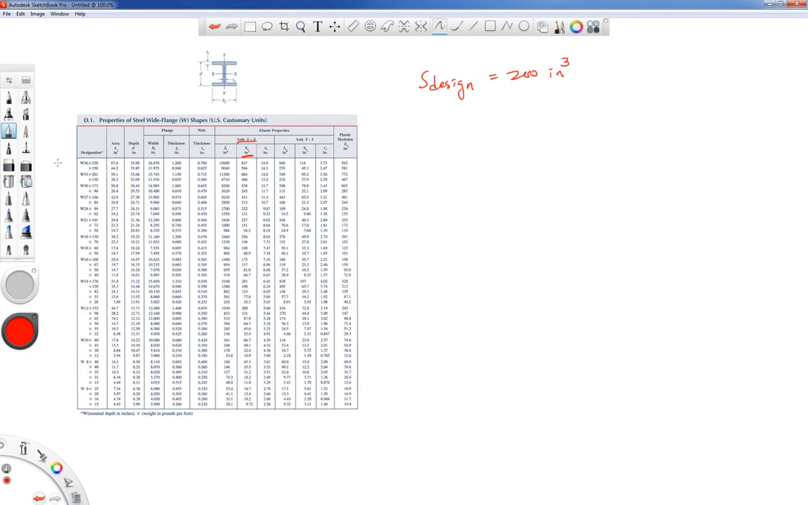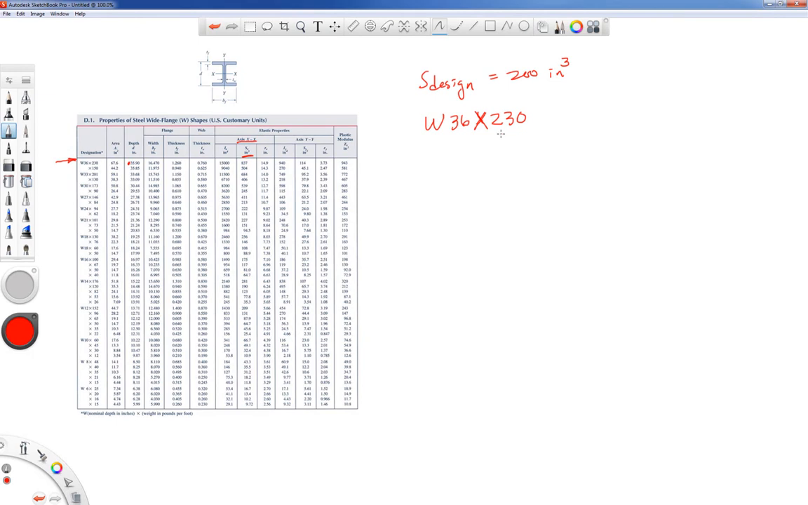Now let's look at this first one, just to get familiar with this table. The W36 by 230 is the beam cross-section designation. The first number indicates how tall the beam is, and it's approximately 36 inches tall. That's a huge I-beam, 3 feet tall. The actual depth is 35.9 inches. We get that from the table right here. Kind of like a 2x4 isn't really 2 inches by 4 inches, a W36 I-beam isn't really 36 inches tall, but it's pretty close.